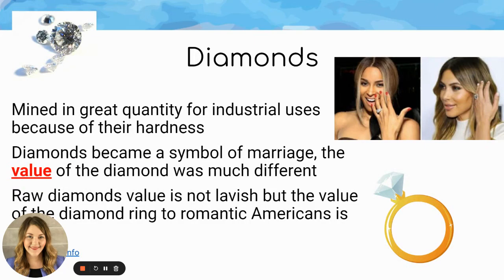In this next little bit, we're going to talk through several different things that resources really need to have or to be in order to be useful. So this first one, I bet you're wondering, why do I have pictures of diamonds on here? They have typically been mined in great quantity for industrial use because of how well they cut things. But when you think about diamonds in American culture, they've become a symbol of marriage or wealth. The value of the diamond has become much different when we started valuing them in that sense.